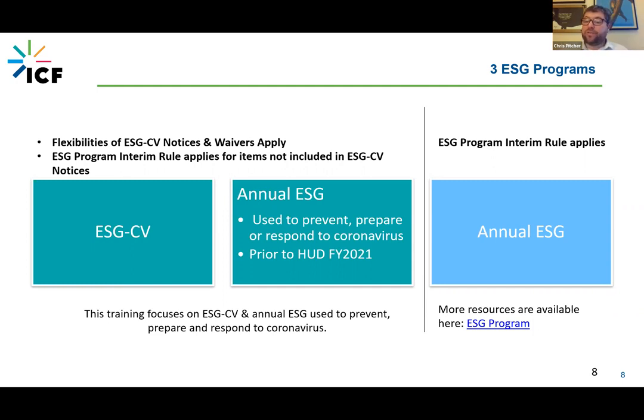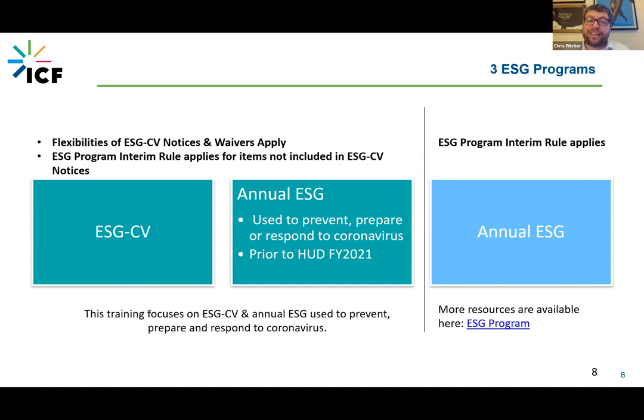It allows us to use those older funds more flexibly, and there's nearly no piece of our homeless service system that hasn't been affected and cannot use annual ESG funds to prevent, prepare for, and respond to coronavirus. It was such a widespread pandemic that most of our annual ESG funds, should we want to, could be used to prevent, prepare for, and respond to coronavirus.